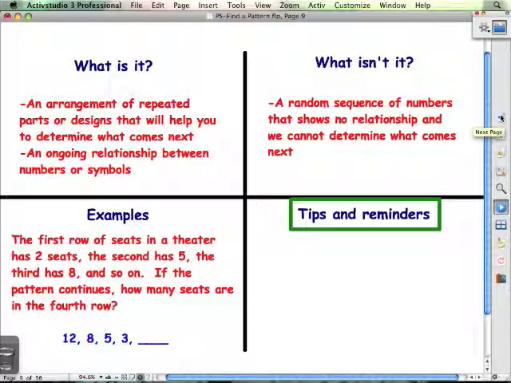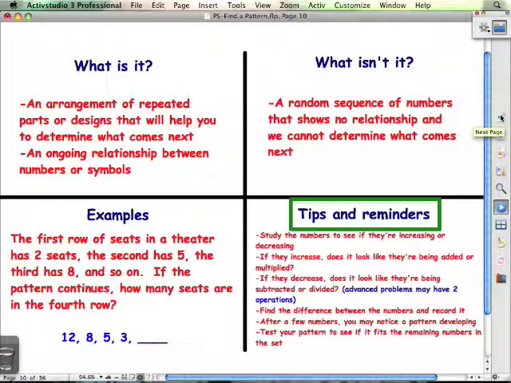Tips and reminders. Study the numbers to see if they're increasing or decreasing. If they increase, does it look like they're being added or multiplied? If they decrease, does it look like they're being subtracted or divided? Be careful, advanced problems might have 2 operations. Find the difference between the numbers and record it. After a few numbers, you may notice a pattern developing. Test your pattern to see if it fits the remaining numbers in the set.